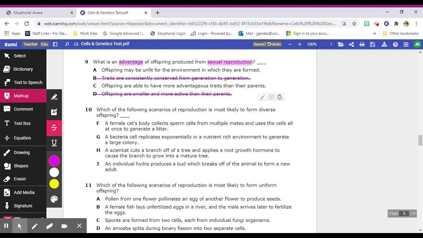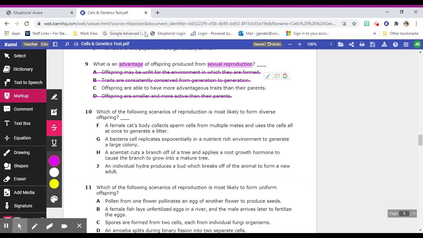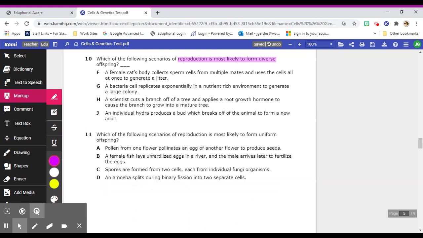And then A, offspring may be unfit for the environment in which they are formed. Okay, unfit, meaning that's not a good thing. It's not an advantage. We would want them more fit. That would be the advantage. So I'm going to cross that one out now because I know that's definitely not it. So C is the answer. Number 9 is C.